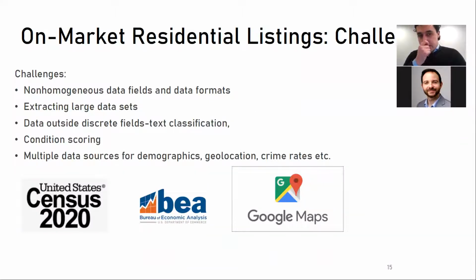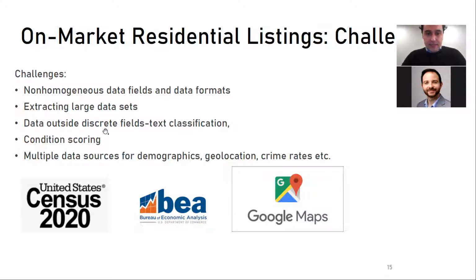Some of the challenges: data is non-homogeneous in its data fields. One may have thousands of data fields in total, or 20 data fields for a specific category that one expects, let's say number of bedrooms. That can be pretty tedious, with different data formats, etc. So extracting large data sets can also be time consuming. The main Python package that does browser automation and can also scrape, but is not fast for scraping, is called Selenium.